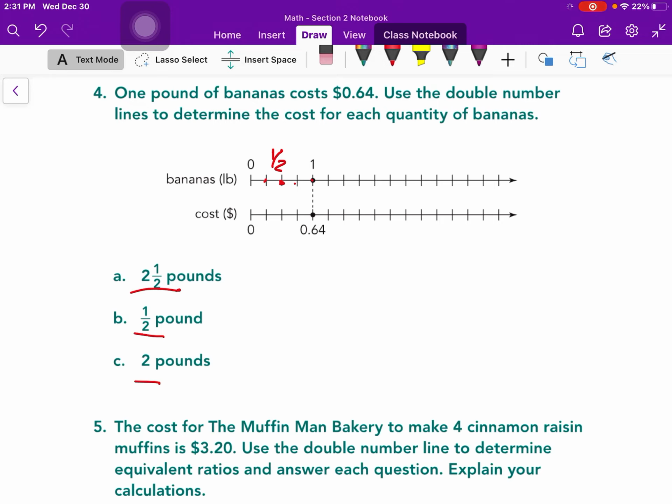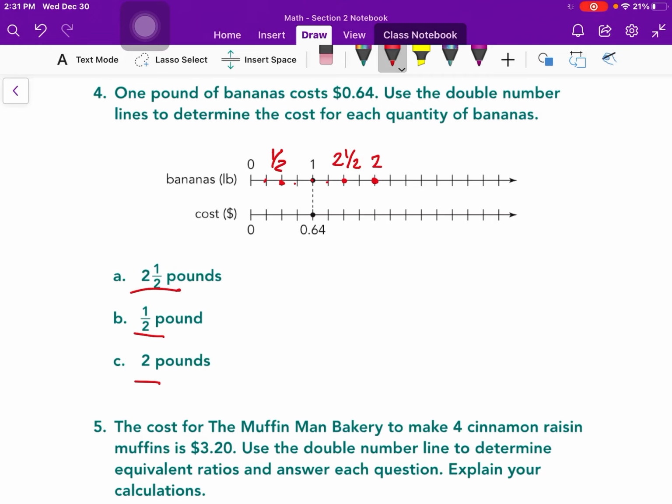Zoom it in here a little bit easier for us. And 4 hash marks, 1, 2, 3. This must represent 2 pounds. And 2 hash marks, this must represent 2.5 pounds. Half a pound, 2.5, and 2. All right, so that is our pounds of bananas, and now we have to determine the cost of them.